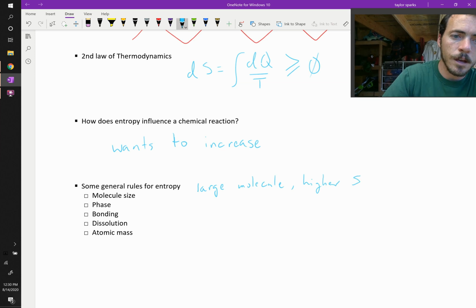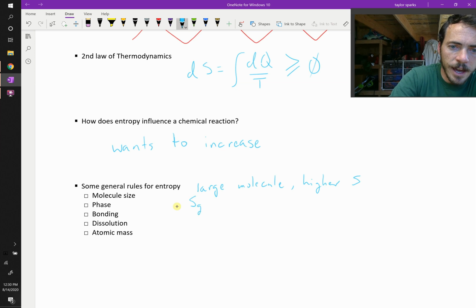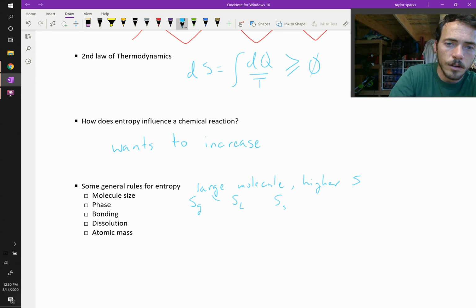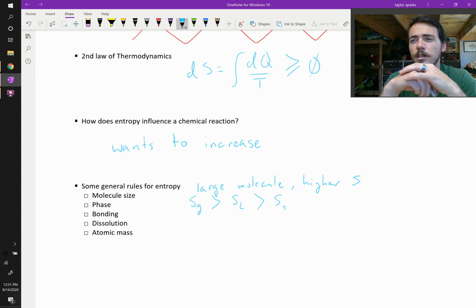Now for phase, the entropy of a gas is going to be different than the entropy of a liquid, which is going to be different than the entropy of a solid. Which one's greatest? The gas, right? Gas molecules are flying all over the place. They are not organized at all, which is more than liquid, but liquid is more than a solid. In a liquid, they're floating around a little bit more than a solid, less than a gas, okay?